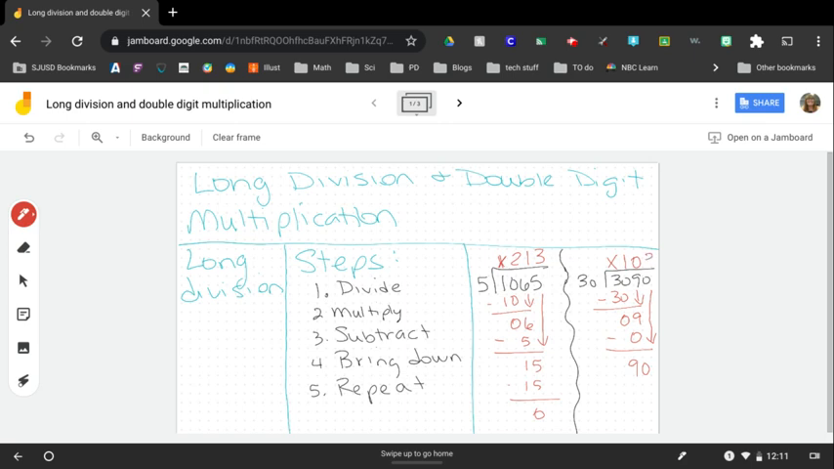30 can go into 90 3 times. 30 times 3 is 90. 90 minus 90 is 0. There's nothing left to bring down, and I'm done with my division problem.